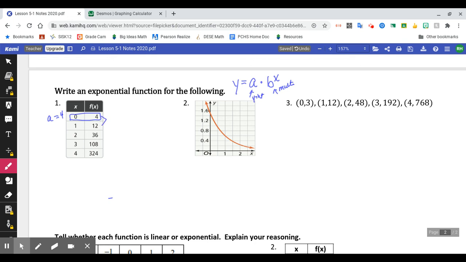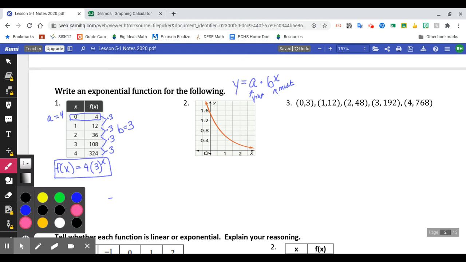And then what are we doing every time on my y side? What's happening? So 4 times 3 would be 12. 12 times 3 is 36. 36 times 3. So my b value is what I'm multiplying by, which is 3. Okay, so then put those two together, and we've got f of x equals 4 times 3 to the x power. It's always got to have that exponent in there. Okay, let's go to this next one.